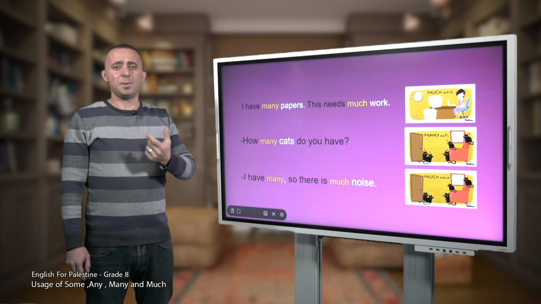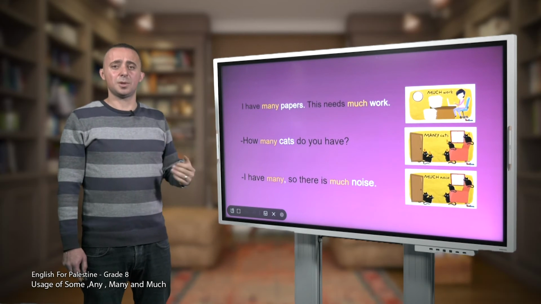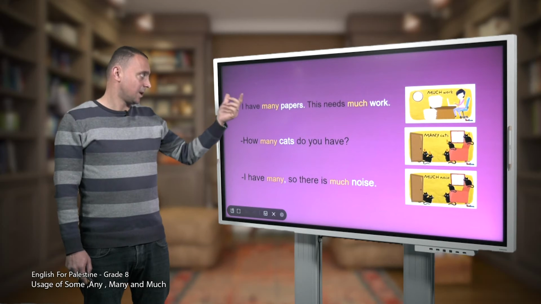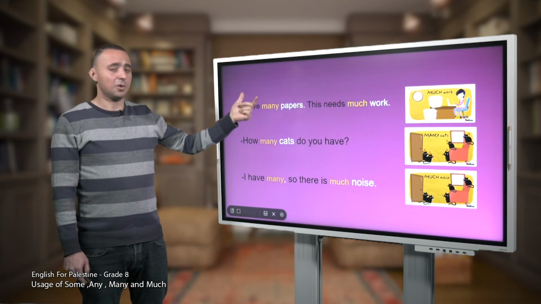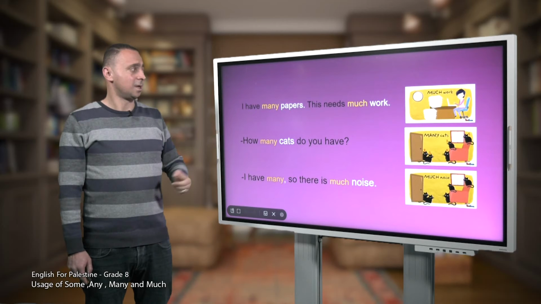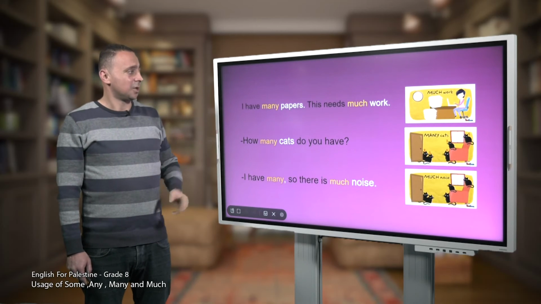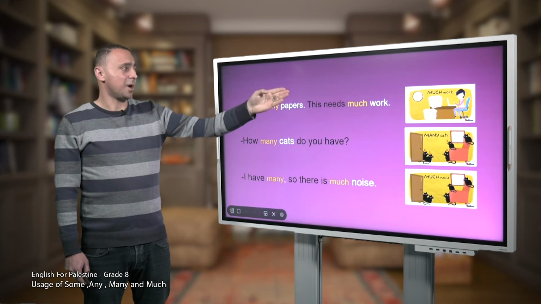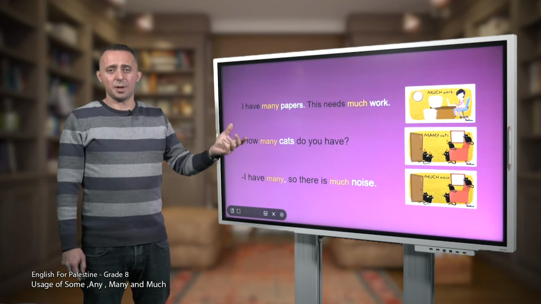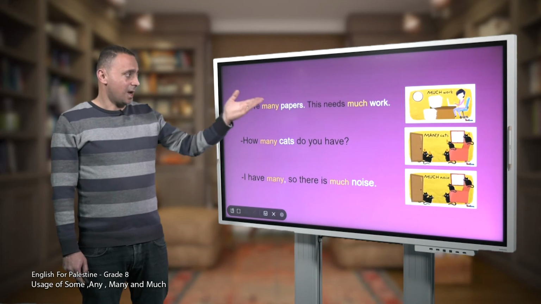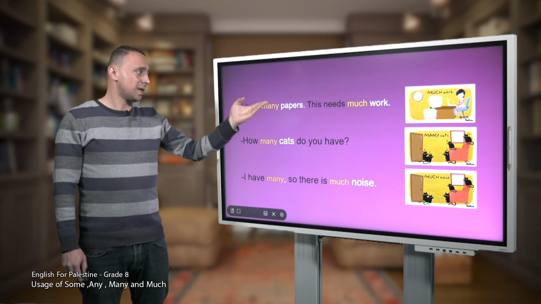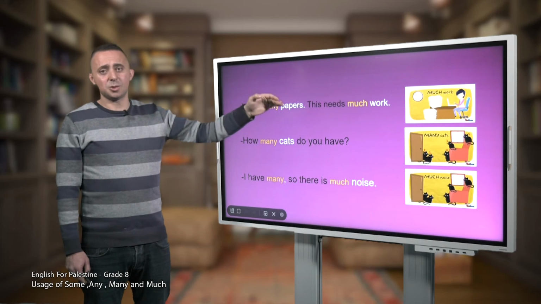Do you think the word papers is a countable or uncountable noun? Very good, it's a countable noun. So many should be followed by countable nouns. What about much? Notice much is followed by work. Is the word work countable or uncountable? Thank you, it's an uncountable noun. So we don't say many work, we say much work.